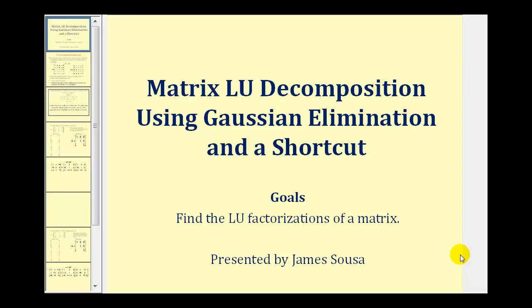Welcome back for a second lesson on matrix LU decomposition. In this video, we'll use Gaussian elimination and a shortcut to determine the LU decomposition.